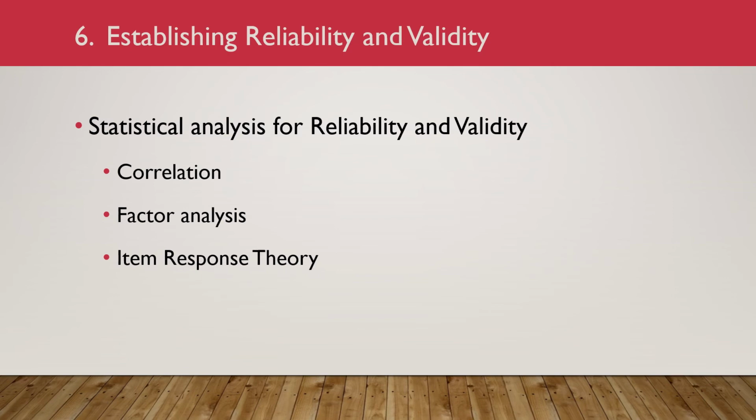Sometimes we use correlation to establish reliability. We use the coefficient alpha, Cronbach alpha, but sometimes for reliability and validity we use factor analysis or item response theory, for both the things. So these are the analyses we generally use in the establishment of reliability and validity for the test.